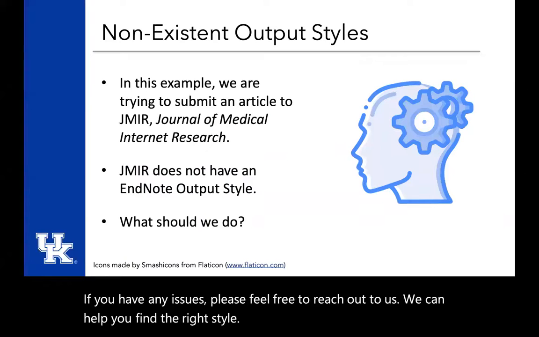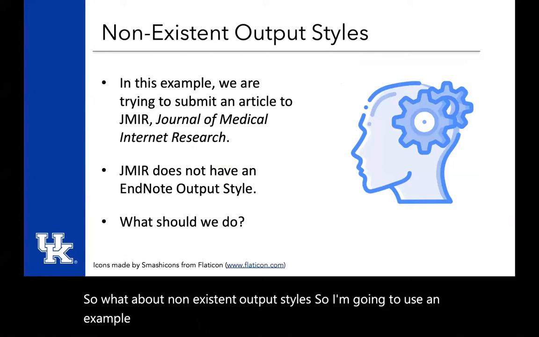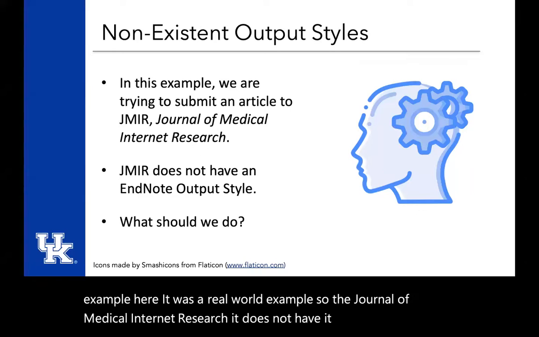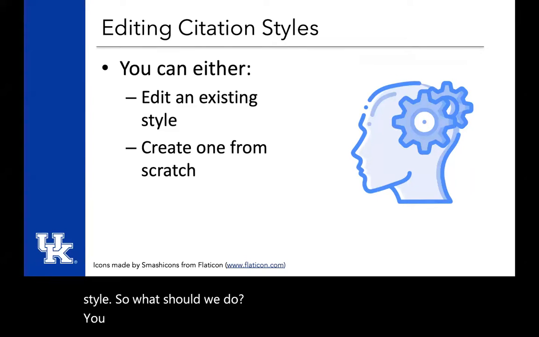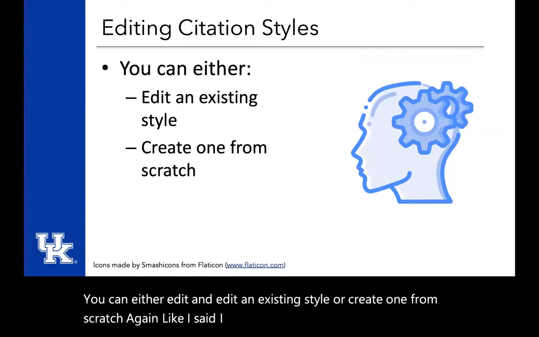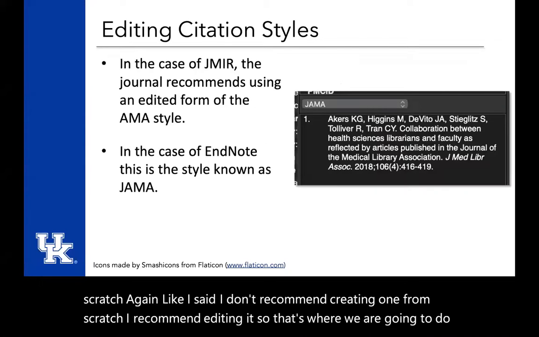So what about non-existent output styles? I'm going to use an example here. It was a real world example. The Journal of Medical Internet Research does not have an EndNote output style. So what should we do? You can either edit an existing style or create one from scratch. Again, like I said, I don't recommend creating one from scratch. I recommend editing it. So that's what we are going to do today.